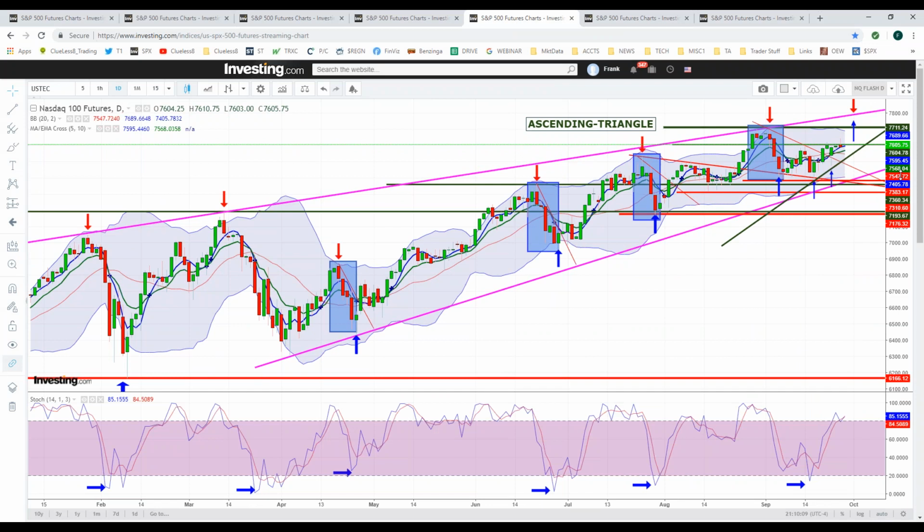Now let me walk you through this. This is a chart of the NASDAQ 100. I like to put a comment with my chart so people can relate to them. So this is an ascending triangle. Again, you can see that these two lines, it's an ascending triangle.